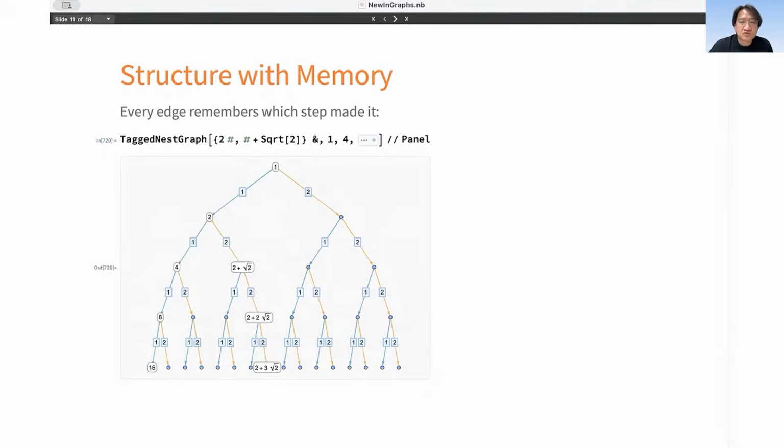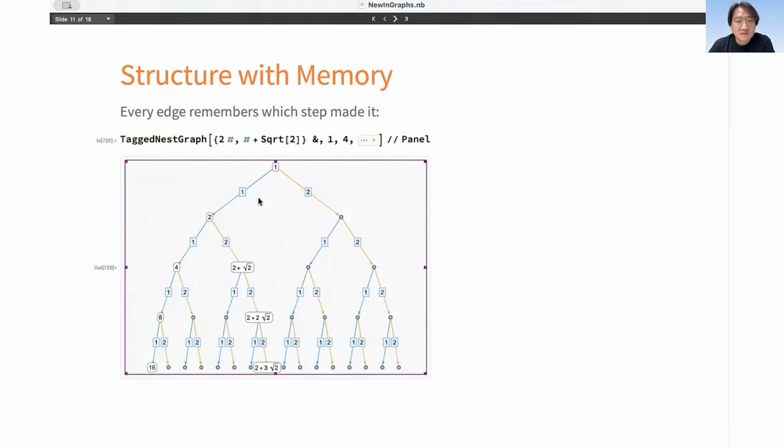Okay, let me zoom in on one rule to show what tagged really means. This rule sends each number to two successors. One branch doubles it, and the other adds the square root of 2. The important part is that every edge remembers which of those two operations created it. So the doubling step and the adding step stay distinguishable. And I can follow any vertex back through the exact sequence that produced it.